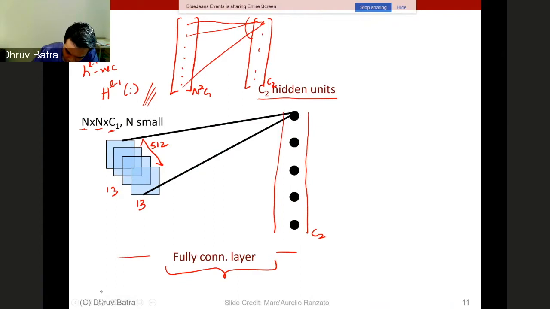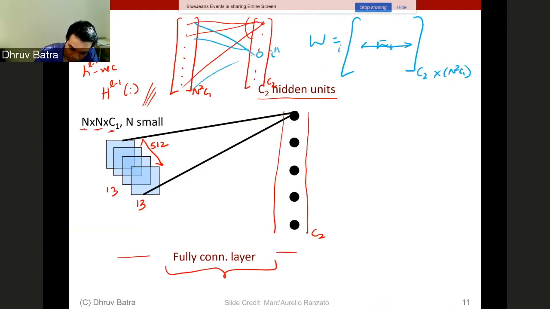There's going to be a weight matrix W, and that weight matrix is going to have C2 times n square C1 number of entries, where the ith row in that matrix, Wi, will correspond to the ith neuron here, and it'll be connected to all of these pixels. So this will be Wi. Okay. So far so good. This is just saying convert your tensor into a long vector and then shove it into a fully connected layer. Not particularly tricky.